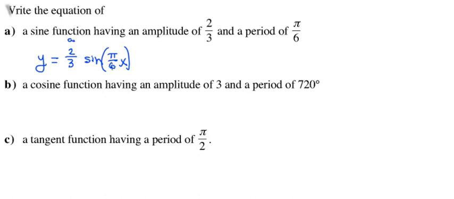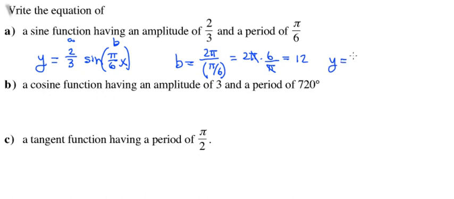But pi by 6 is not the multiplier on x. This number is what we call b, and the way you find it is b is 2 pi divided by the period. And 2 pi divided by pi by 6 is the same as 2 pi times 6 over pi. The pi's drop out, and so our b value is actually 12. And the function I should have written is y equals 2/3 sine 12x.